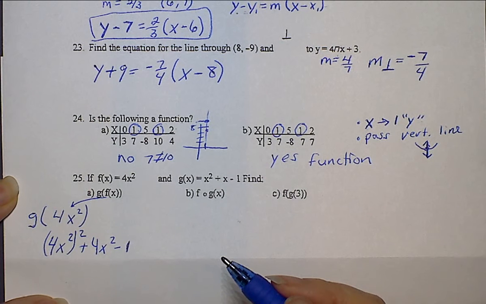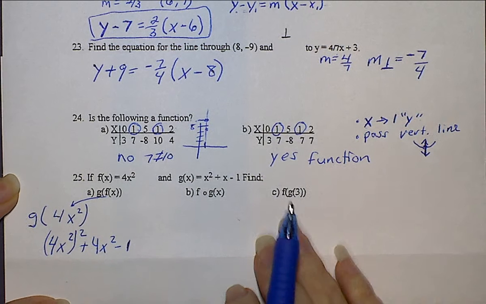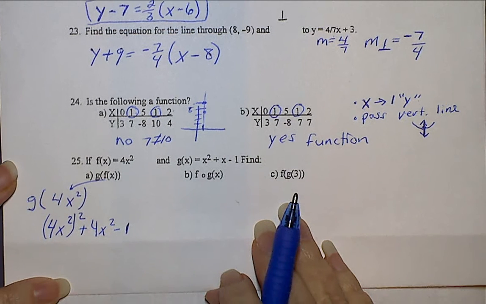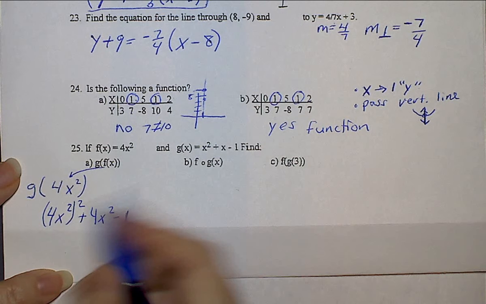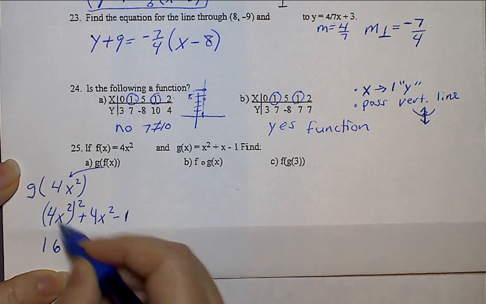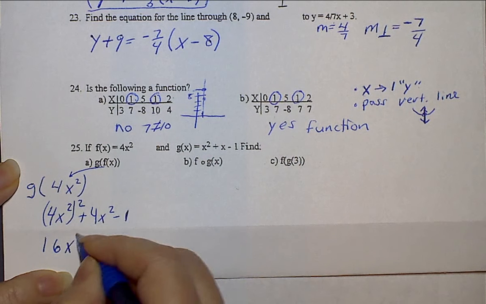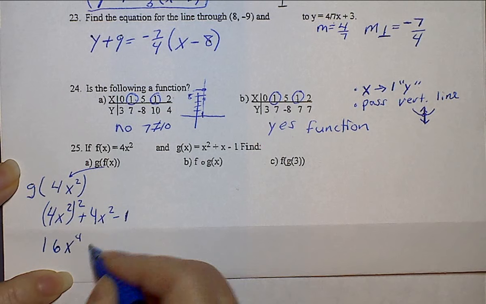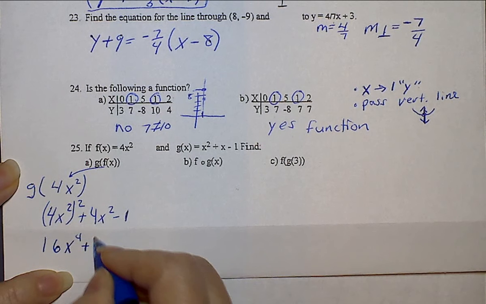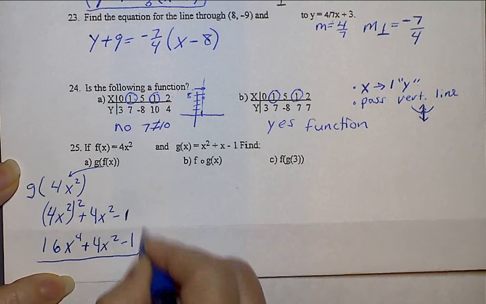Alright. Cleaning it up, I have 4 squared, which is 16. And then, because this square goes to both of them, because that's why they're in the parentheses, I have x squared squared, which is x to the 4th, because you have to multiply that. And then, bringing that down, 4x squared minus 1. And that's the answer.